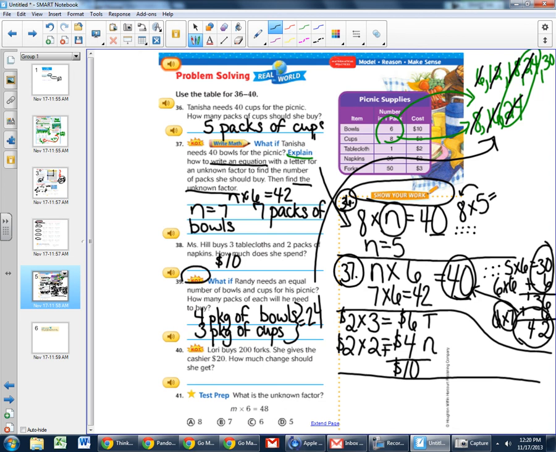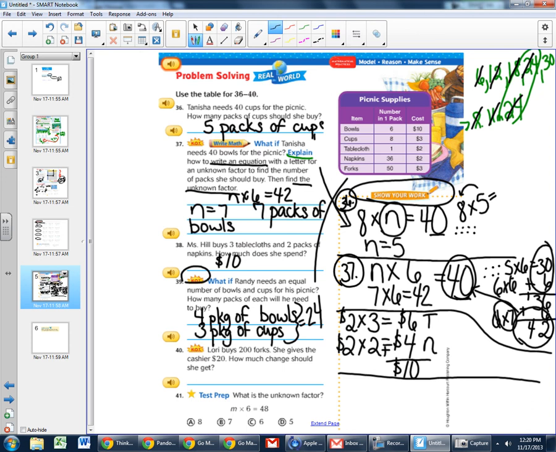Number 40. Lori buys 200 forks. She gives the cashier $20. How much change should she get? So, first of all, I need to clean up our page a little bit. But I'm not going to erase any of the work that I've already written down because that's how we go back and find our simple mistakes if we make them.